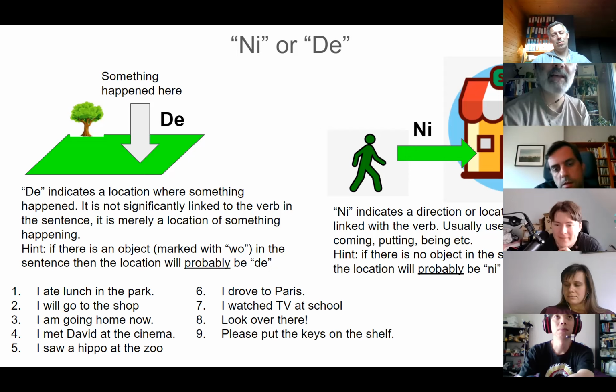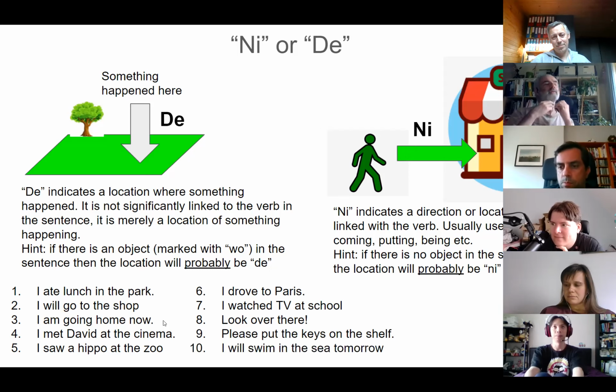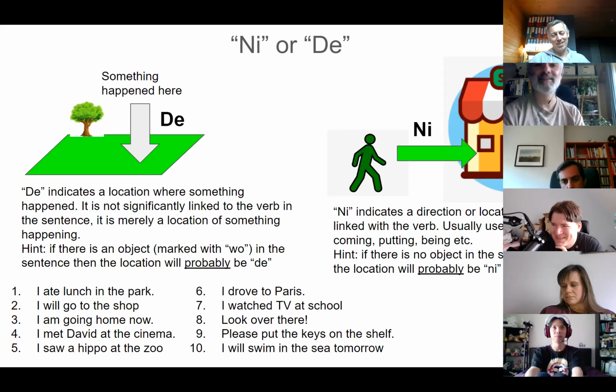Oite kudasai. Excellent. Louise, I will swim in the sea tomorrow. 明日、海に、 Okay, this means you're going to swim to the sea tomorrow. Okay, so then 海で 泳ぎます。 Yes. Good.